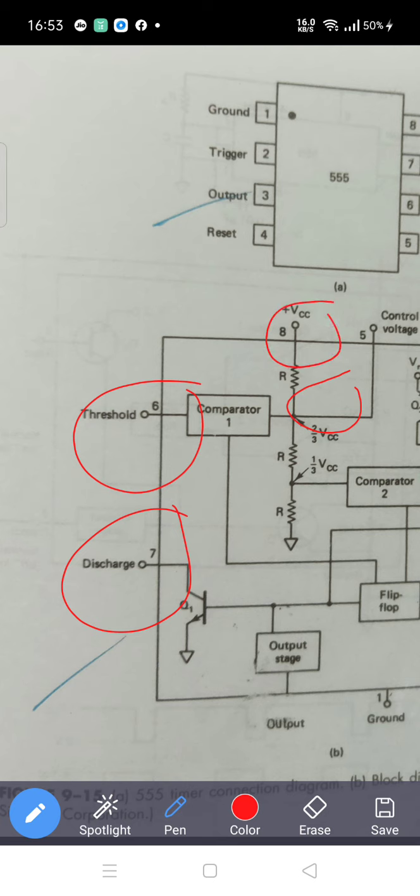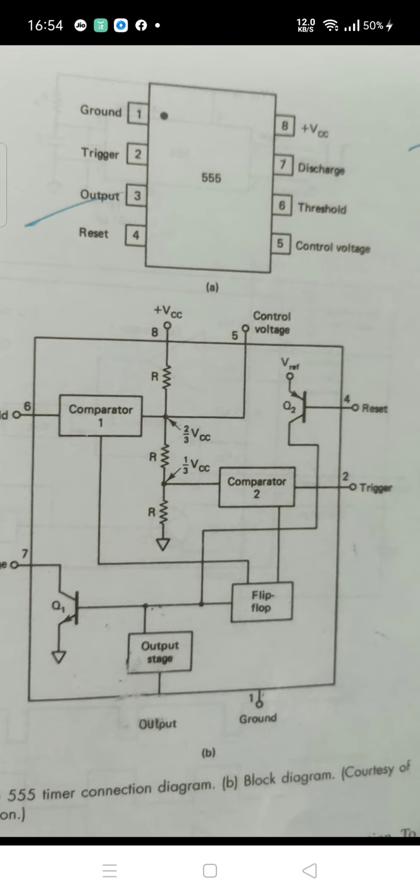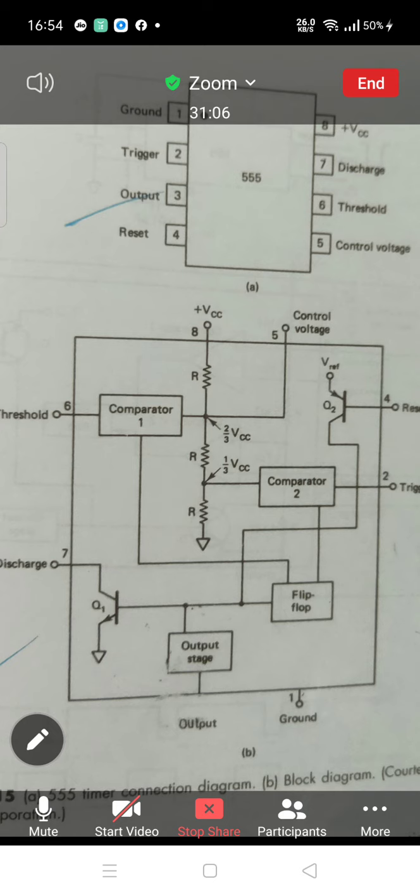So in this way, these are the pin numbers and their connecting points shown here. Now, as shown in the block diagram, two comparators are used here. And when we look at pin number 5, that is the control voltage, an external voltage applied to this terminal changes the threshold as well as the trigger voltage, in other words by imposing a voltage on this pin or by connecting a pot between this pin and ground. Okay, so all this is the block diagram of this timer IC.